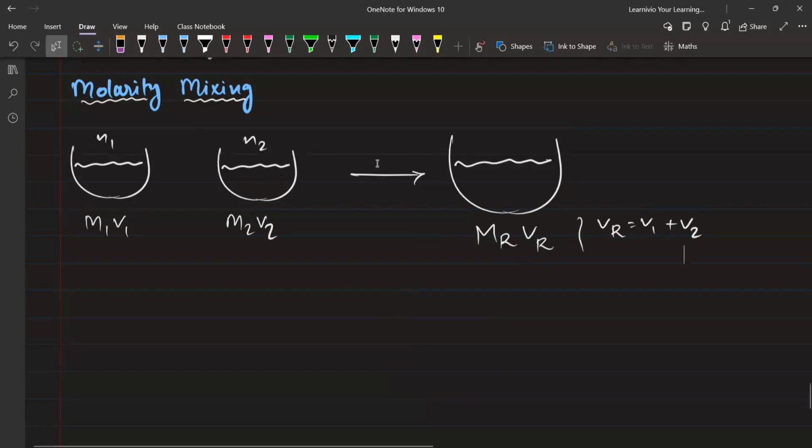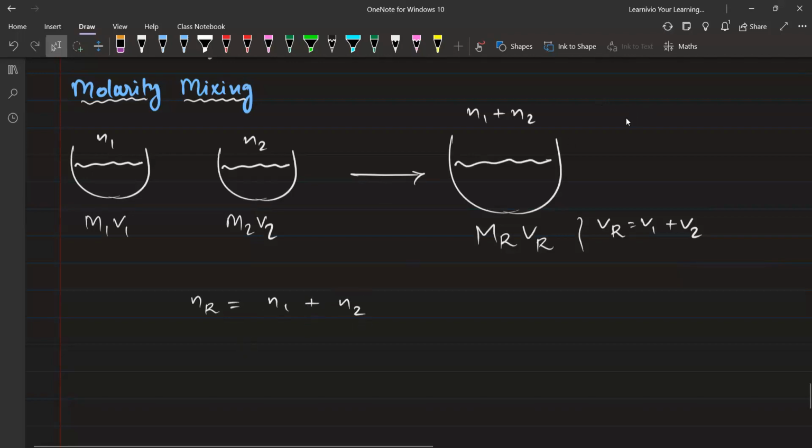Molarity add नहीं होगा. But क्या add हो सकता है? We can say N1 plus N2 can add. If I have 2 moles here and I have 3 moles here, I will be having 5 moles here. Does it make sense? Yes or no? Please tell me. So I can say that the resultant number of moles will be equal to N1 plus N2.